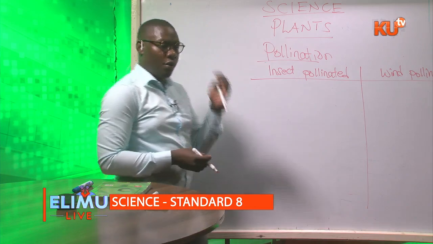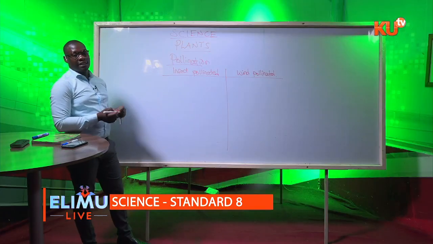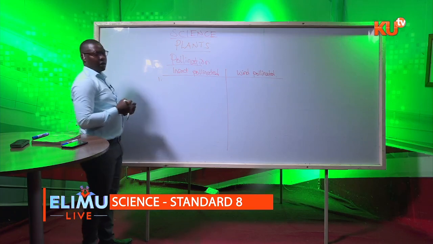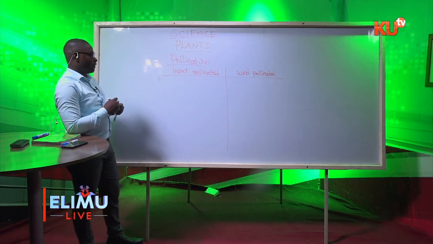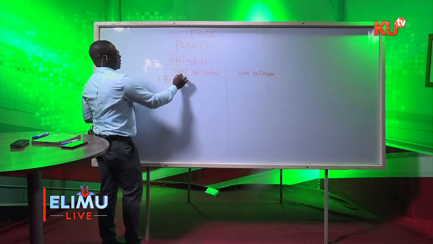And I will draw a table so that we can see the comparison. So the first one, about insect-pollinated flowers: they are brightly colored.